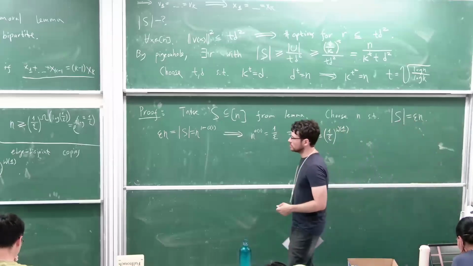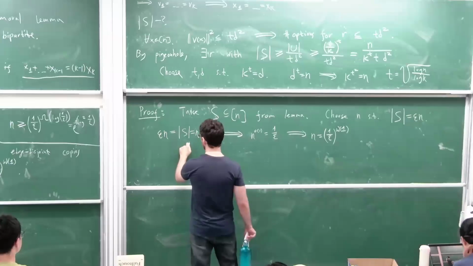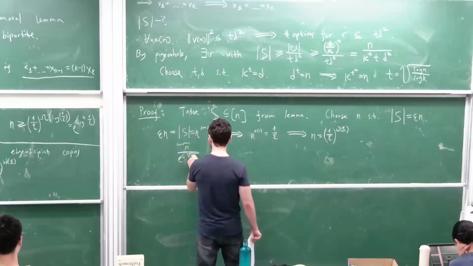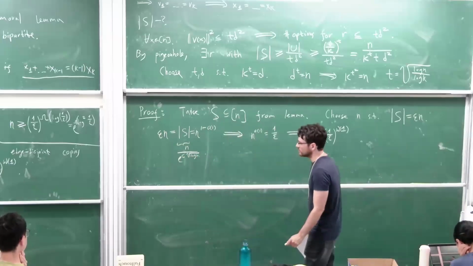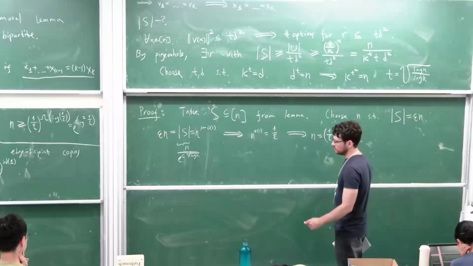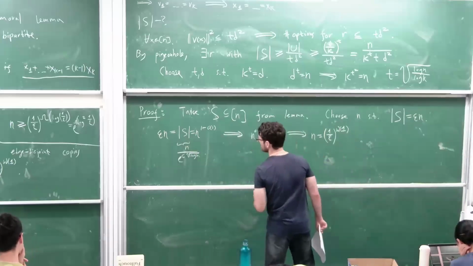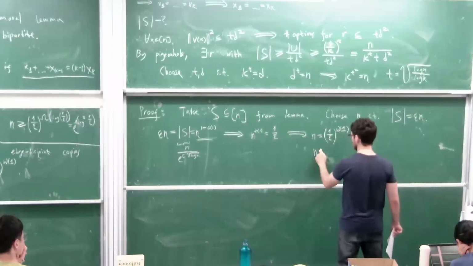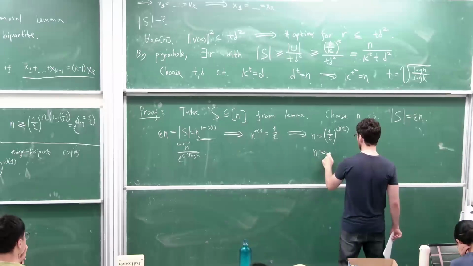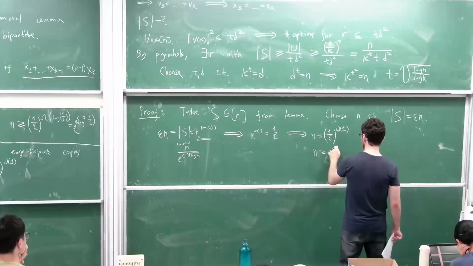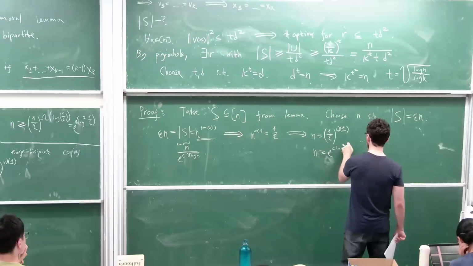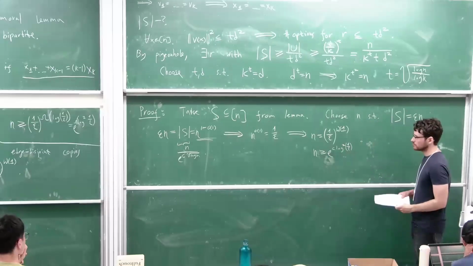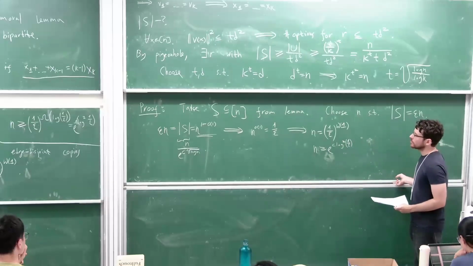You can also do it more carefully by saying that the size of S is n over e to the constant log square root n, which is the actual estimate you get from the lemma. And if you use this estimate instead of just the general n to the 1 minus little o of 1, then you get that n is e to the constant log square of 1 over epsilon.